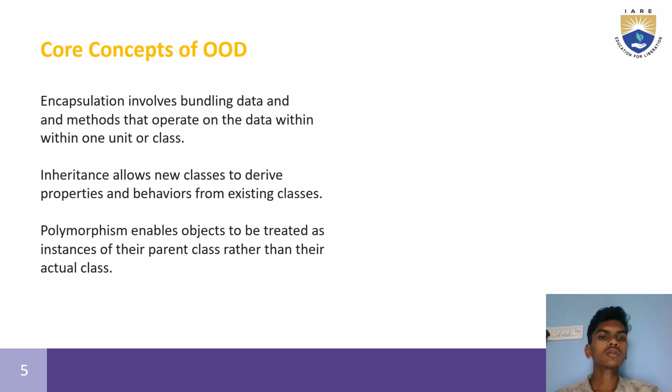And coming to the core concepts of OOD. Encapsulation involves bundling data and methods that operate on the data within one unit or class. Inheritance allows new classes to derive properties and behaviors from existing classes. Polymorphism enables objects to be treated as instances of their parent class rather than their actual class. This is about the core concepts of OOD.